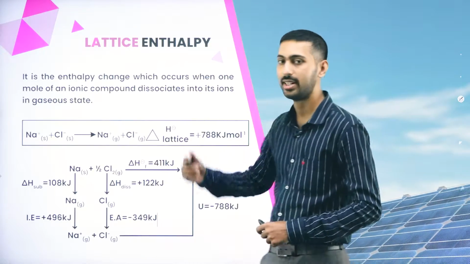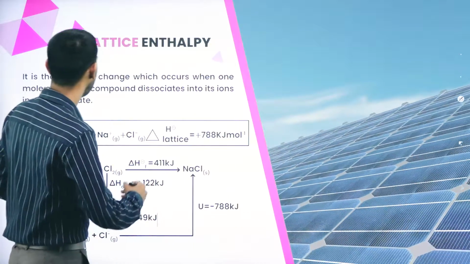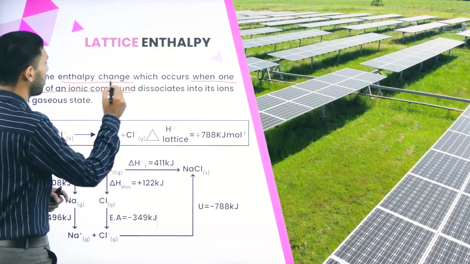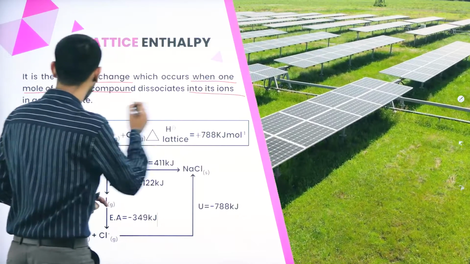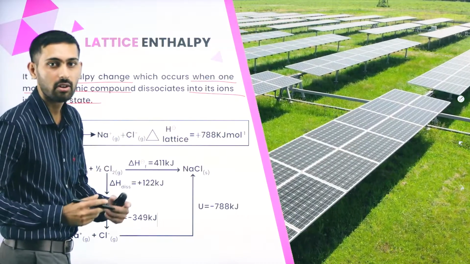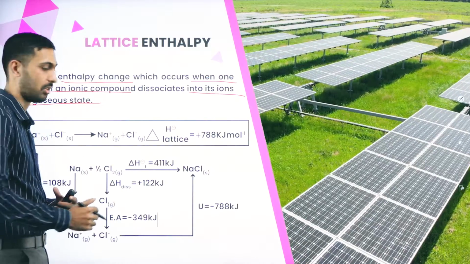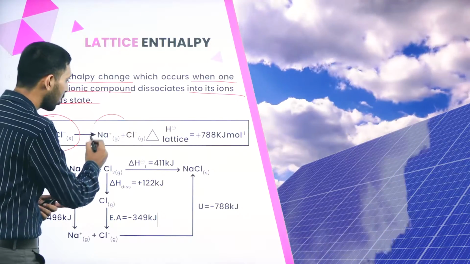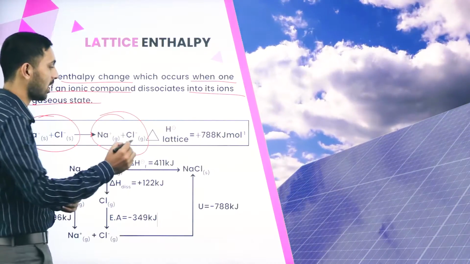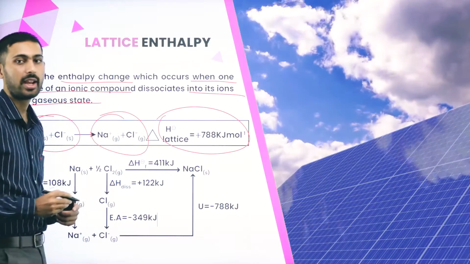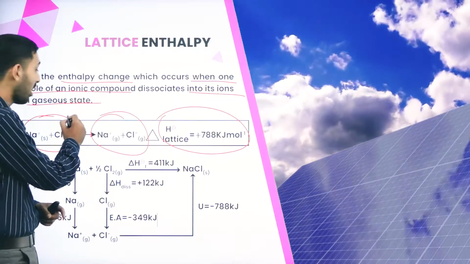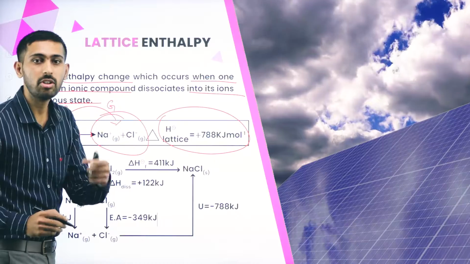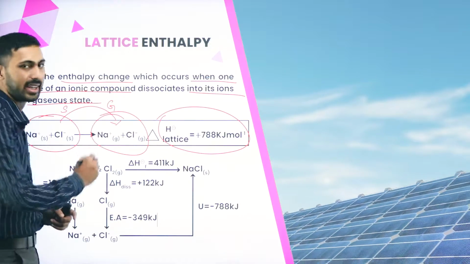Next thing is lattice enthalpy. What do you mean by lattice enthalpy? It is the change in enthalpy when 1 mole of an ionic compound dissociates into ions in the gaseous state. Here you see sodium chloride, Na plus and Cl minus ions, directly converted into gaseous state. How much energy is required? 788 kilojoules per mole. Directly from solid state to gaseous state. So that is known as lattice enthalpy.